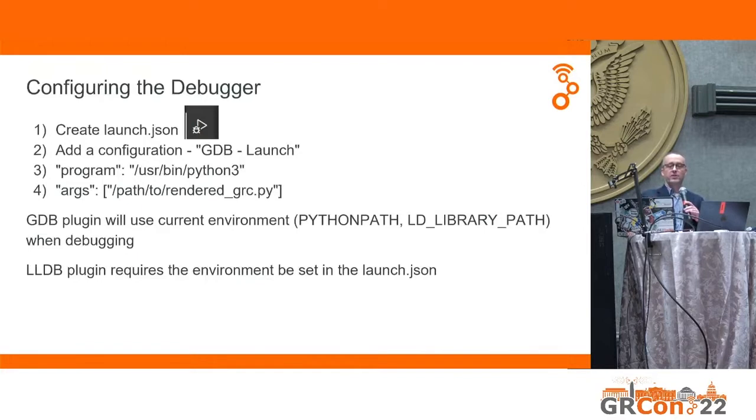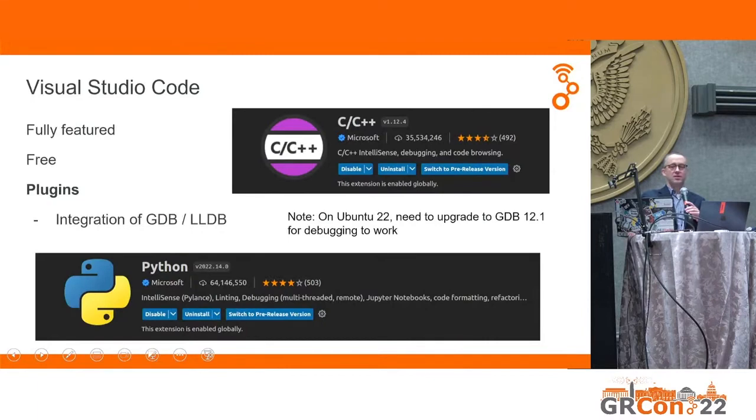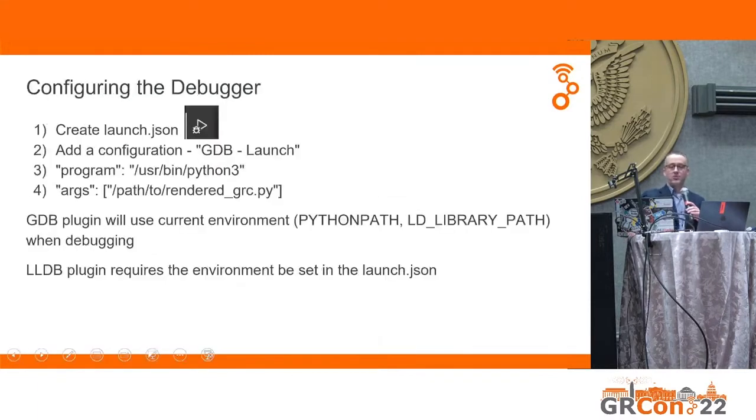So when you're in Visual Studio Code, say you've compiled everything with your debug symbols, there's a little button on the side where you create a launch.json file. It's very apparent, and then you add a configuration with GDB launch. The only two things you have to do in that file: say this is a Python flow graph, set the program to Python. If it's a C++ flow graph, the name of the program is your compiled C++ flow graph. If it's a Python flow graph, program is Python 3, and the args is wherever the rendered flow graph from GRC is.